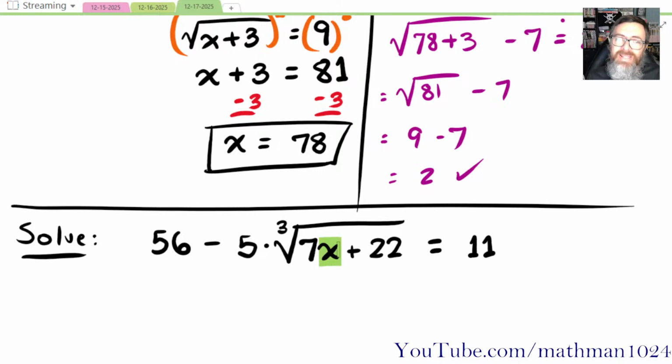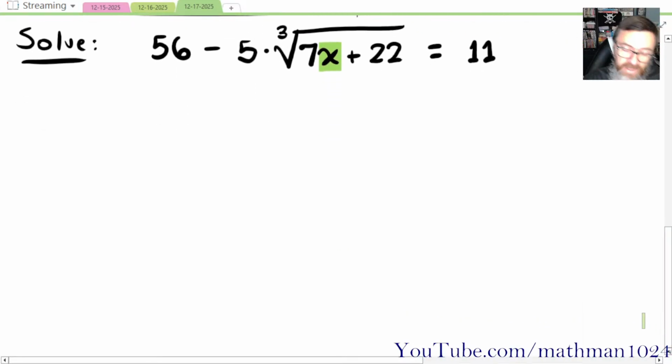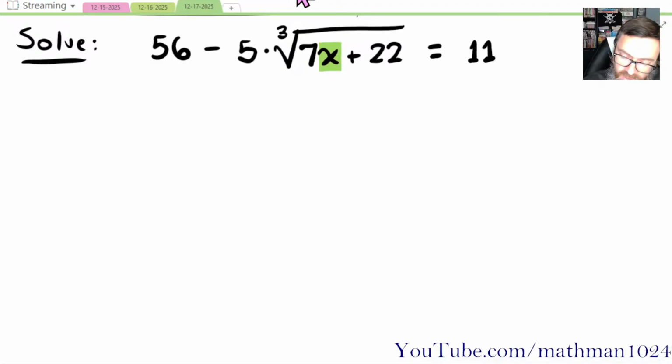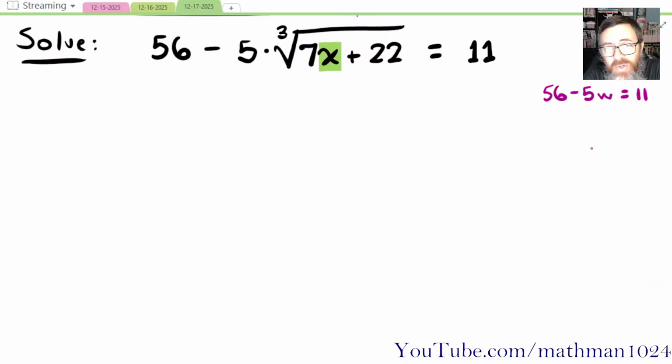The first thing you do is to get the radical by itself. And if you go, I just don't know how to do that, well, think about it like this. If I were to write 56 minus 5 w equals 11, can you solve that for w? I would like to think you could. And if you can solve that little equation there in purple for w, you can solve this equation by getting the radical by itself first.